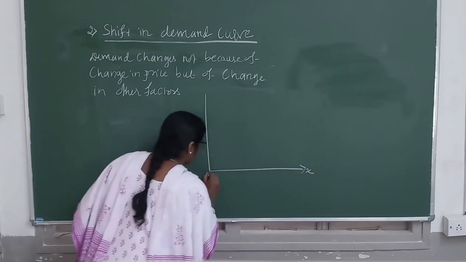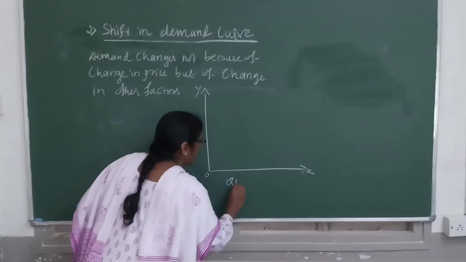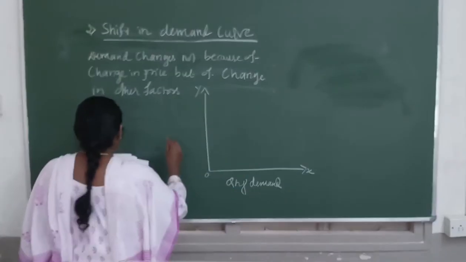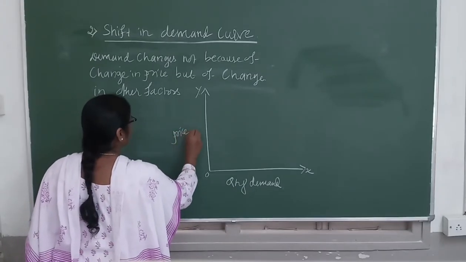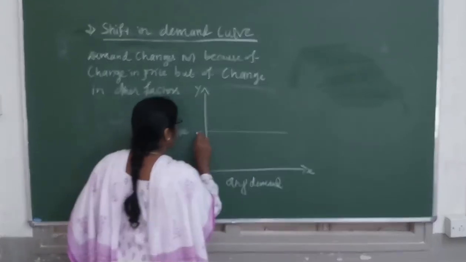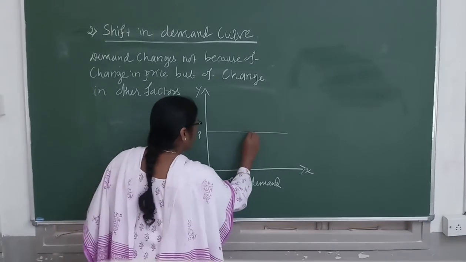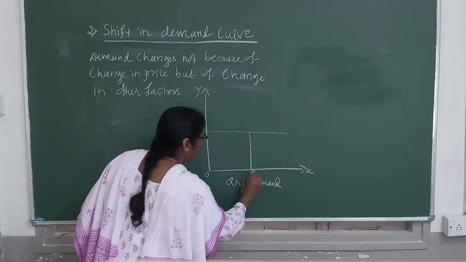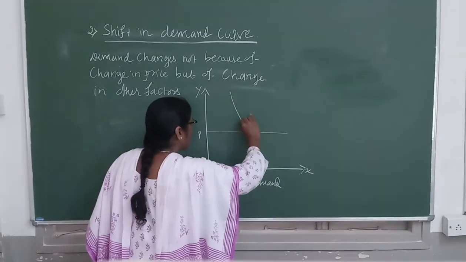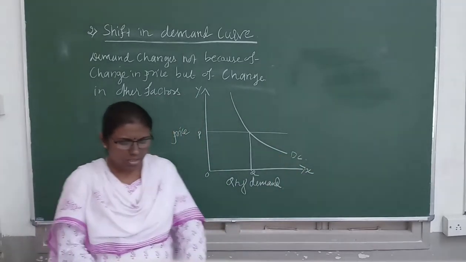This is X. So this is Y. X again here, quantity demanded is given and here price is given. So in this diagram price remains the same. So this is the price level. OP is the price. But basically OQ is the quantity demanded. And this is the demand curve. Am I right? This is the demand curve.